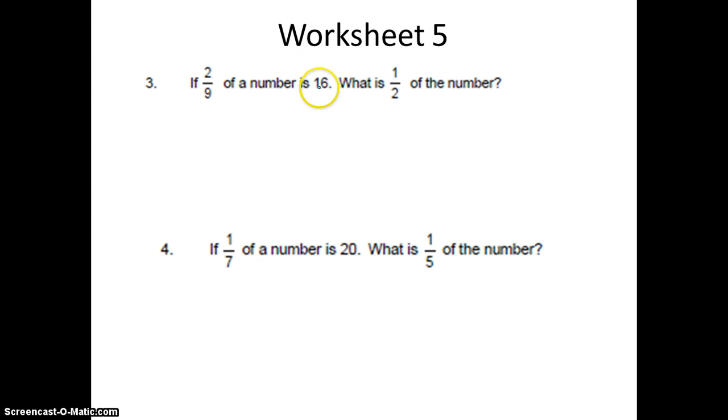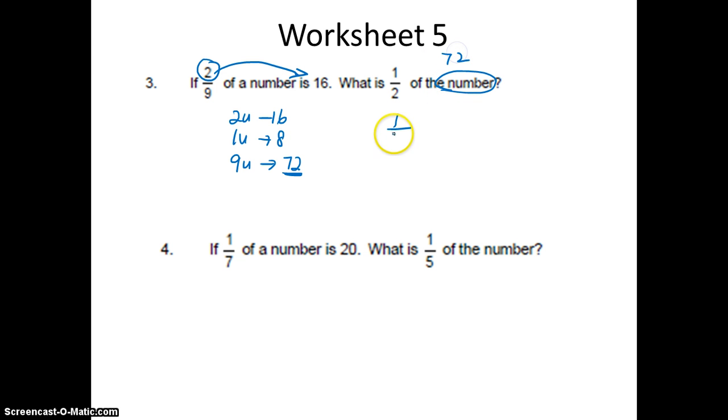If 2/9 of a number is 16, what is half of the number? 2 units is 16. 1 unit will be 8. And 9 units is the number, which is 8 times 9, which is 72. I want to find half of the number. My number here is 72, so it's half times 72, and the answer is 36.